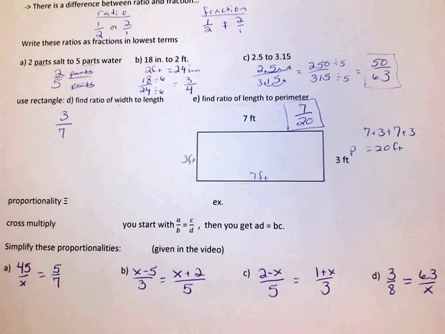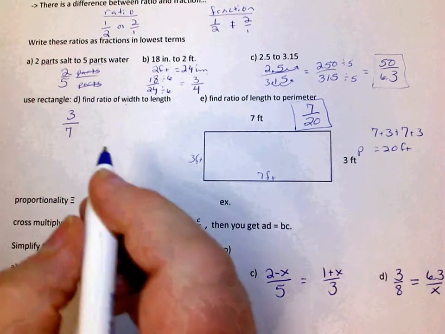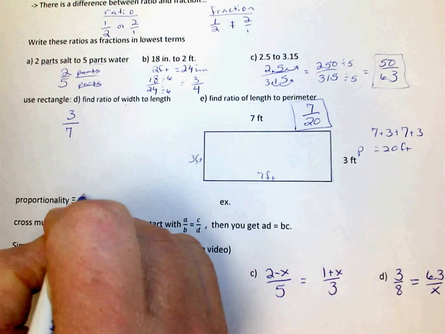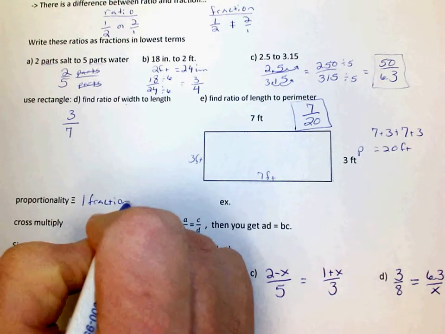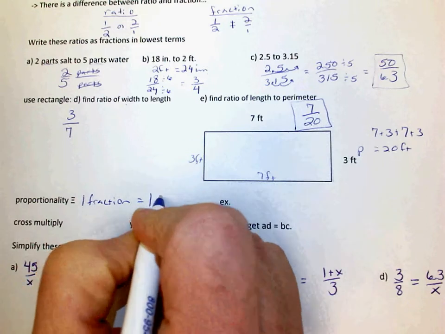Now, a proportionality is one fraction equal to one fraction.